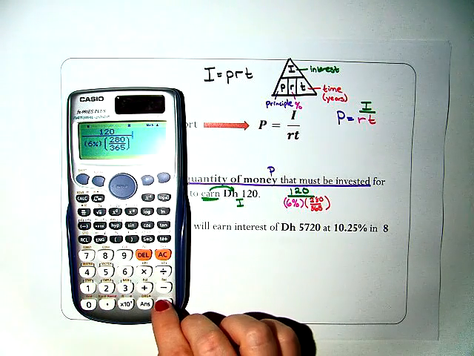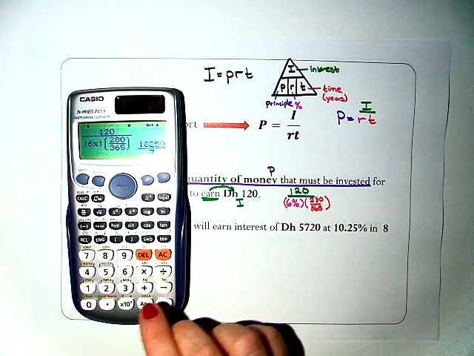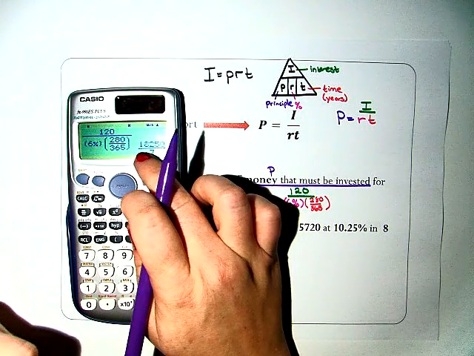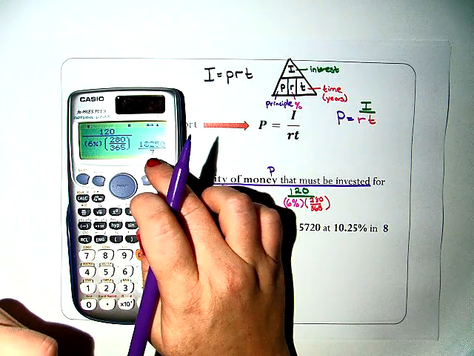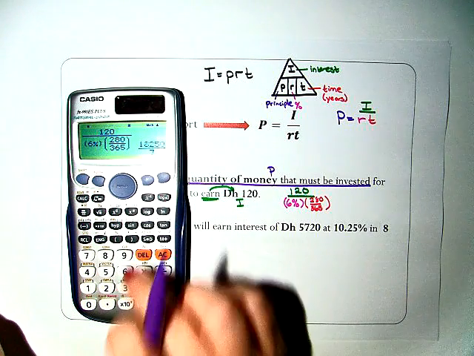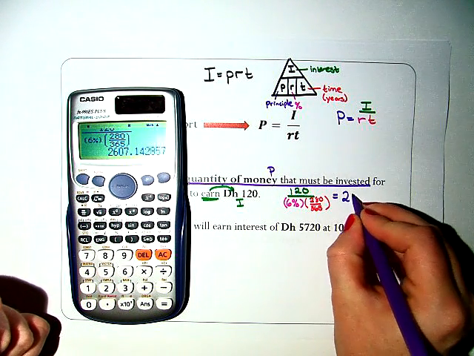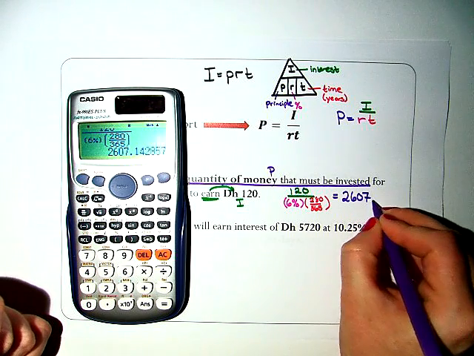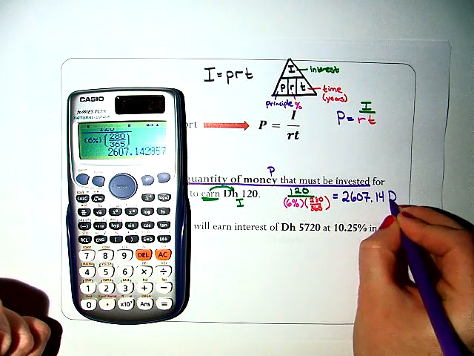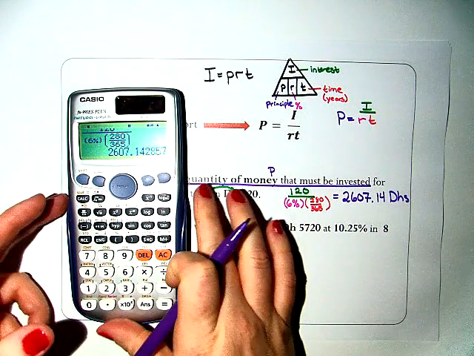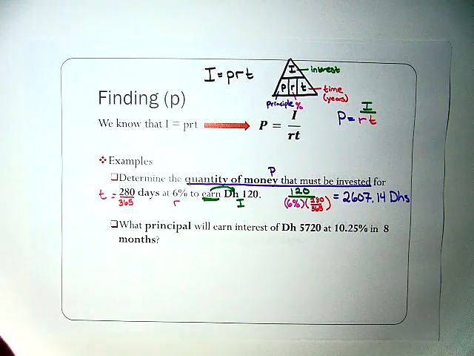We hit equals, and we get that the principal is 18,250 divided by 7. That doesn't help us. We hit SD, and we get that the amount that must be invested is 2,607.14 dirhams.